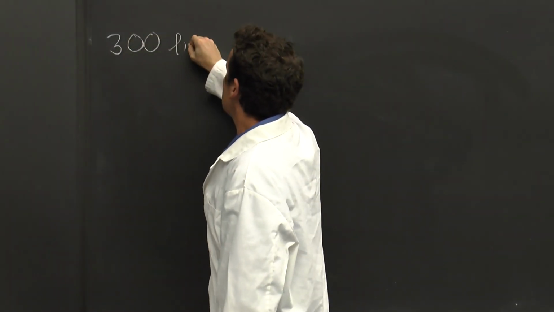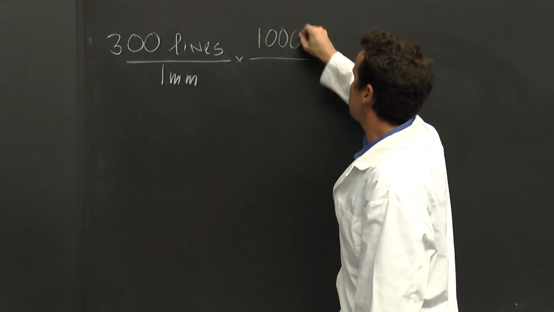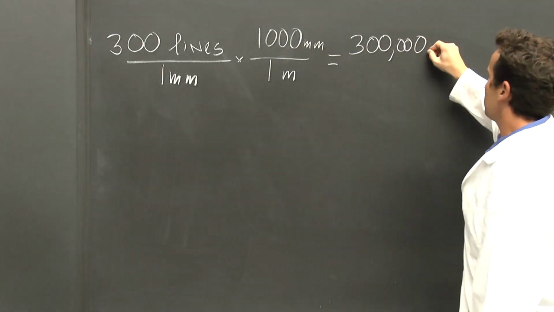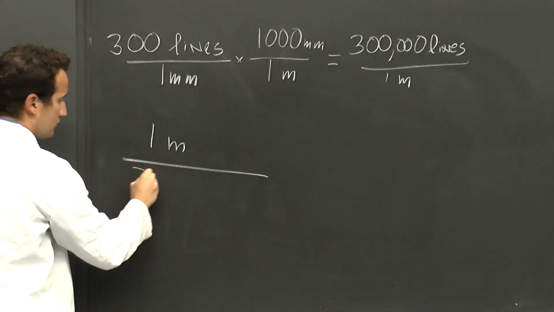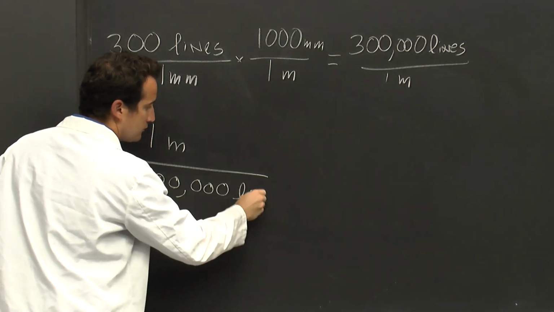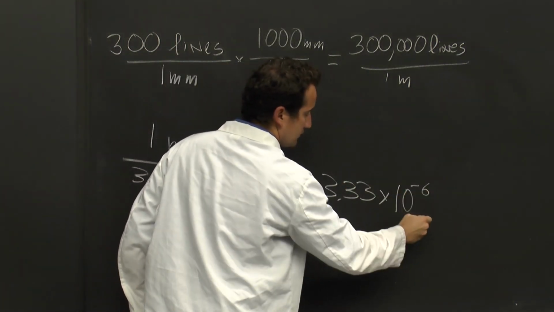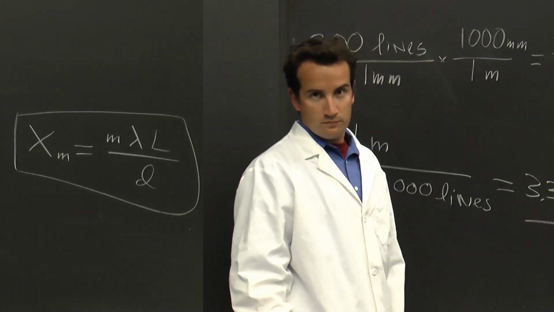The diffraction grating says that it has 300 lines per millimeter, but there's 1,000 millimeters in a meter. That works out to be 300,000 lines per meter. Thus, in 1 meter, there are 300,000 lines, or this is equal to 3.33 times 10 to the -6 meters per line spacing. That's D.